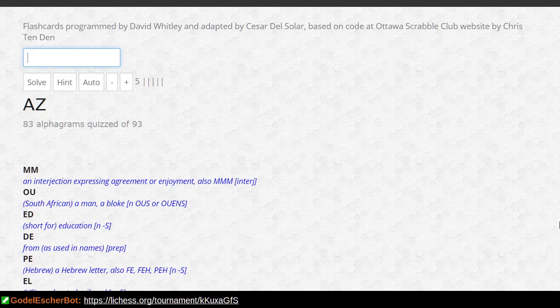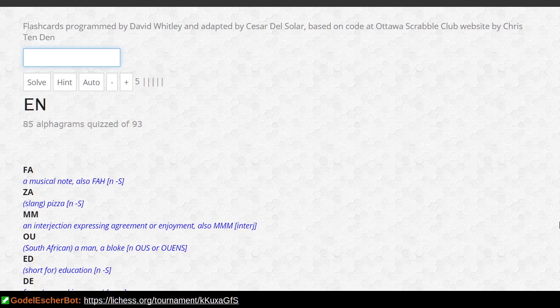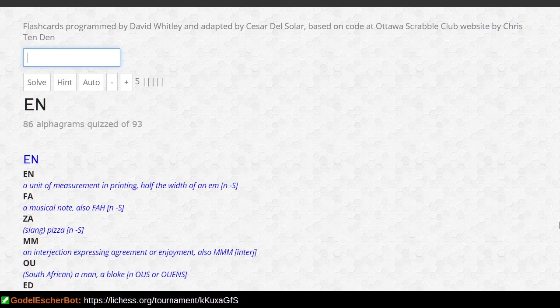There's pizza. There's fa, another solfege. N, the letter N. Oh, also, yeah, there's M and N, which are both printing units of measurement. Let me just quickly check. Yeah, my overlay looks fine. I think NE is another way of saying NAY.